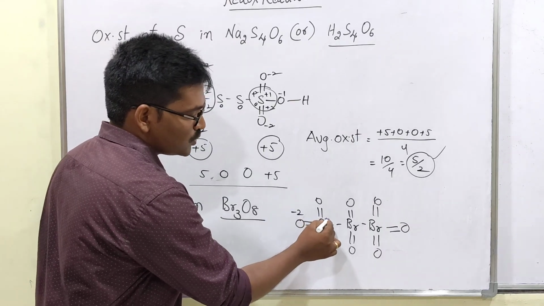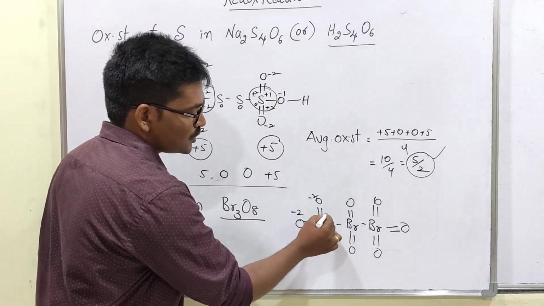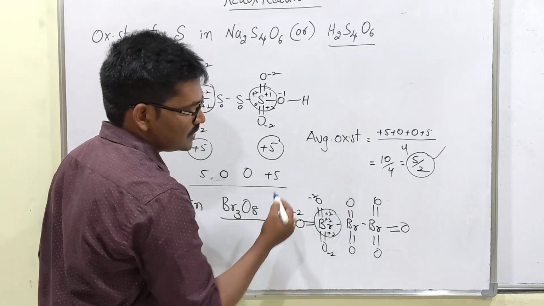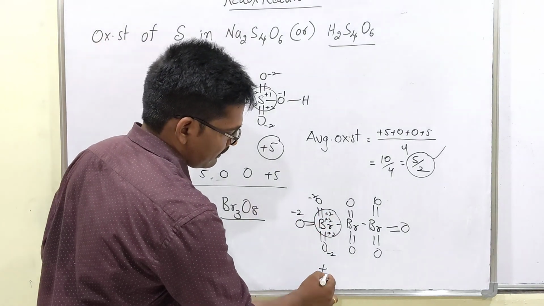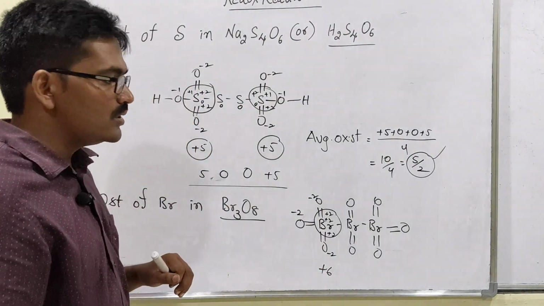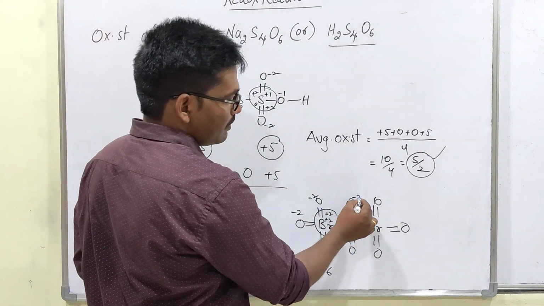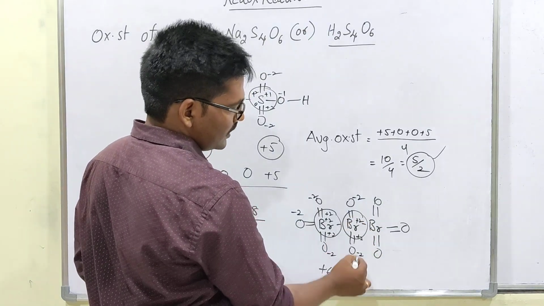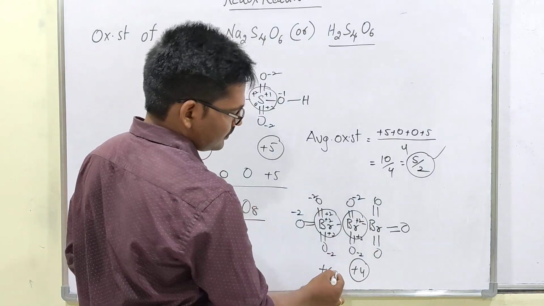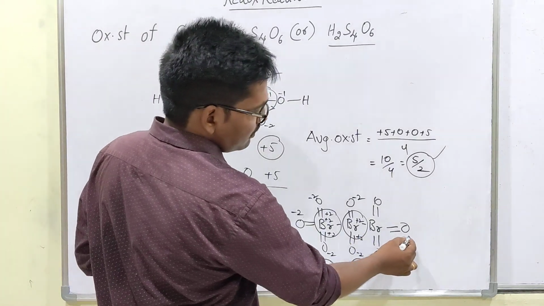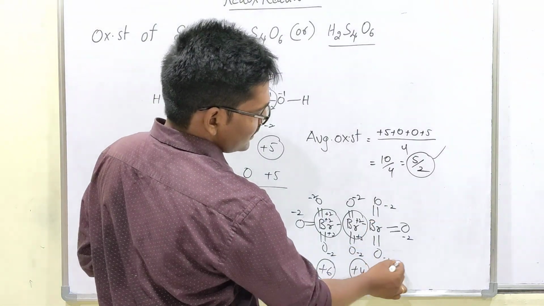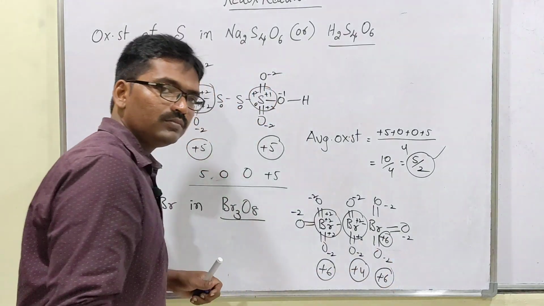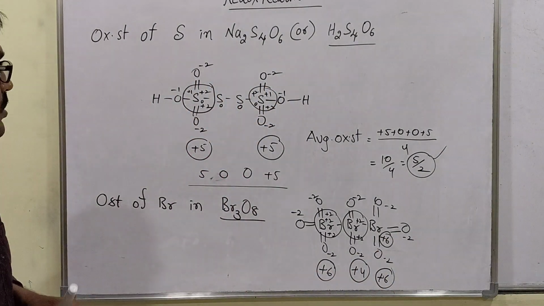-2, then +2, then -2, then +2, then -2, then +2. So the total positive charge surrounding the bromine atom is +6. Clear, my dear students? Then -2, +2, then -2, +2, so surrounded by this is +4 oxidation state. Then what about this? -2, -2, -2, +6. So +6 oxidation state here. Clear?